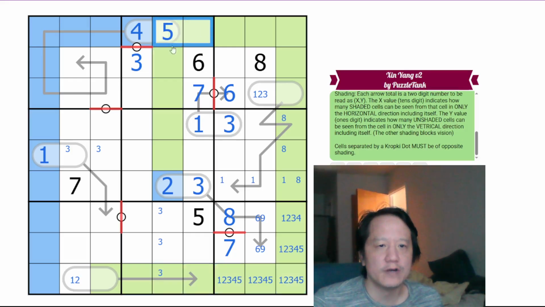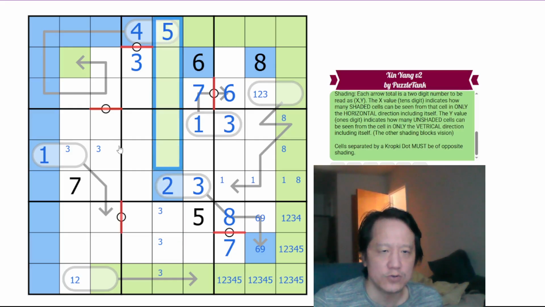Well, we have now 2 by 2 areas that have 3 of one color, which means that the last one has to be the other color. So this is green. This has to be blue because we have 3 greens here. This is 3 greens, so this is blue. Same with this. This is green, so this has to be blue. This has to be blue here because it sees 5 in the vertical direction.